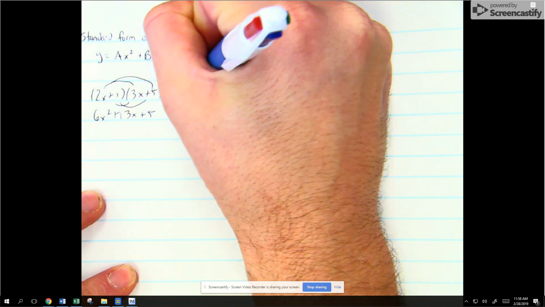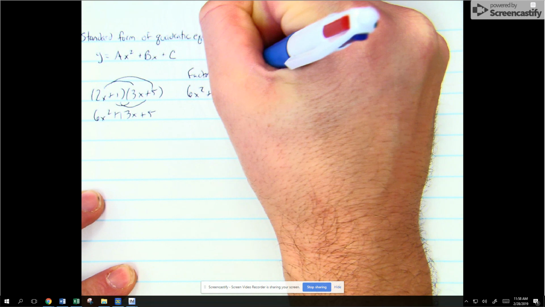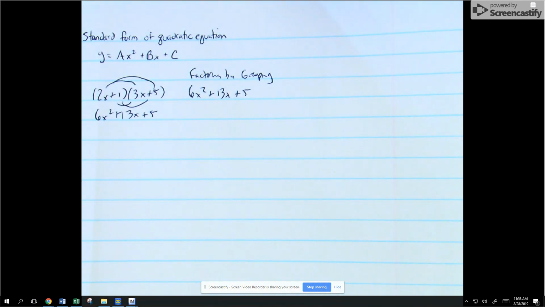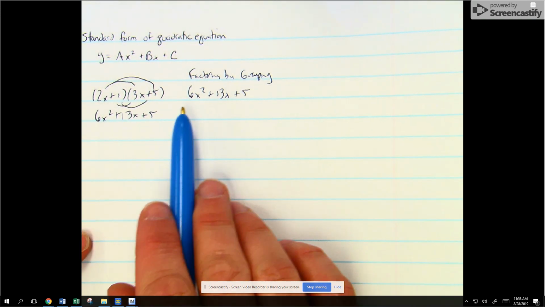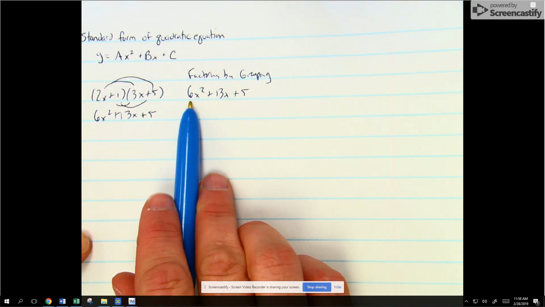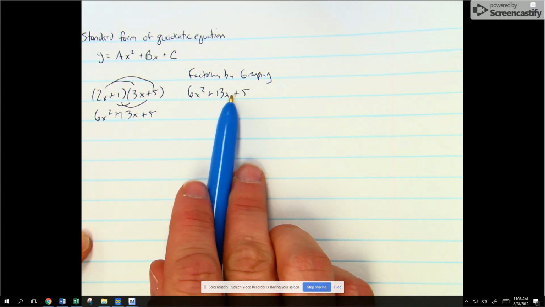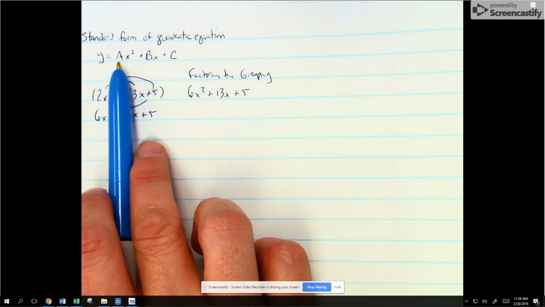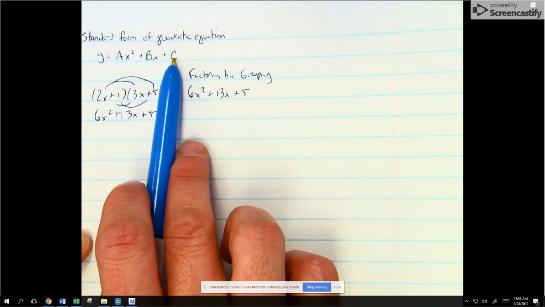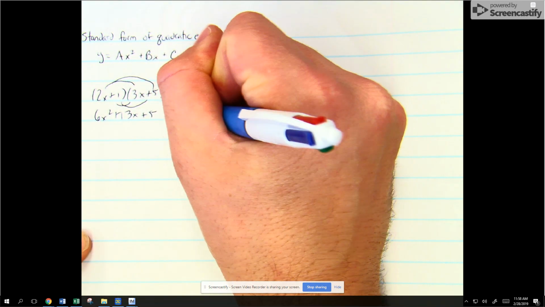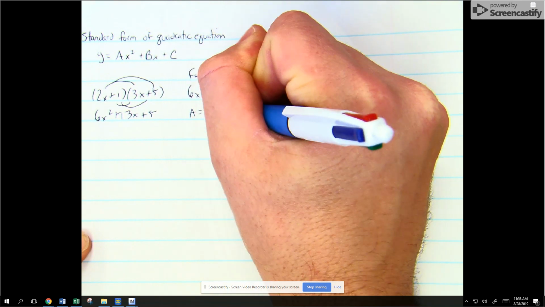Factoring by grouping. Okay. The first thing you do for factoring by grouping is to take your a value, the number next to x squared, and multiply it by your c value, the constant. So as you can see in our standard form, a is the number next to x squared, c is the constant, the number by itself. So for this, a is 6, and c is 5.